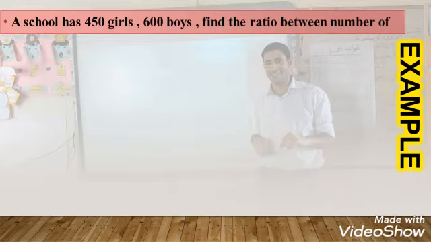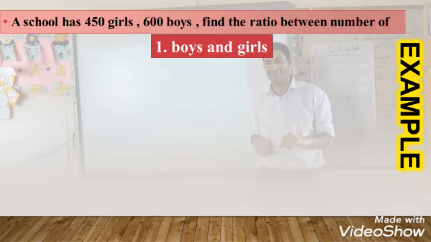A school has 450 girls and 600 boys. Find the ratio between boys and girls. In this case, we want to calculate the ratio between boys and girls.